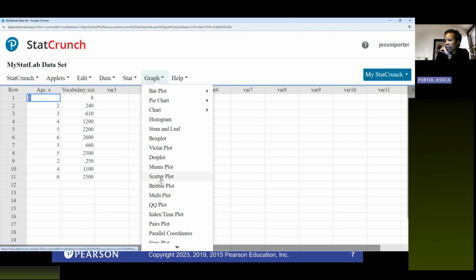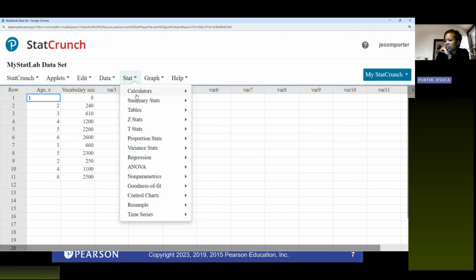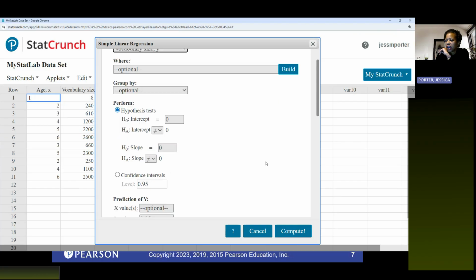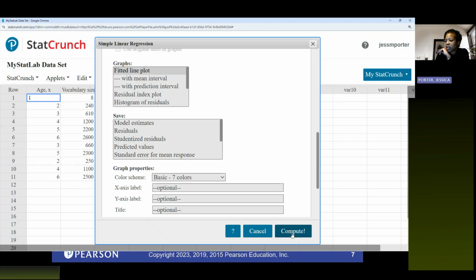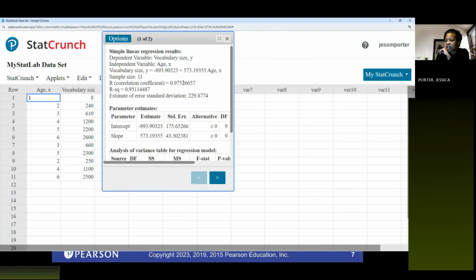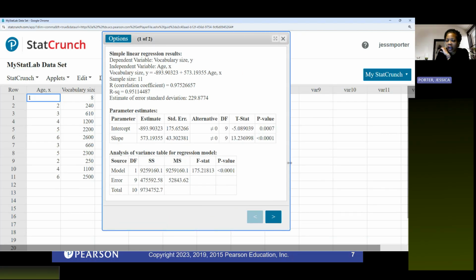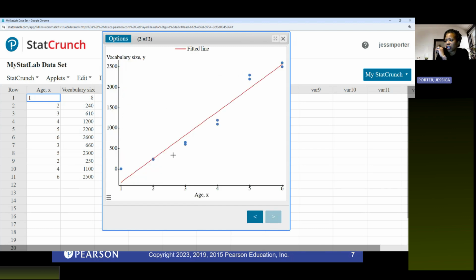I can do a scatter plot here, but Stat, Regression, Simple Linear. I'm going to kill two birds with one stone because this is what you're going to use for 9.2 as well. You'll select X as your age and Y as your vocabulary size. And then you don't need to select anything else. You can click on Compute. It's going to give you a bunch of information here, but what we want right now is our scatter plot. And so you'll right arrow over and you'll get your scatter plot here.